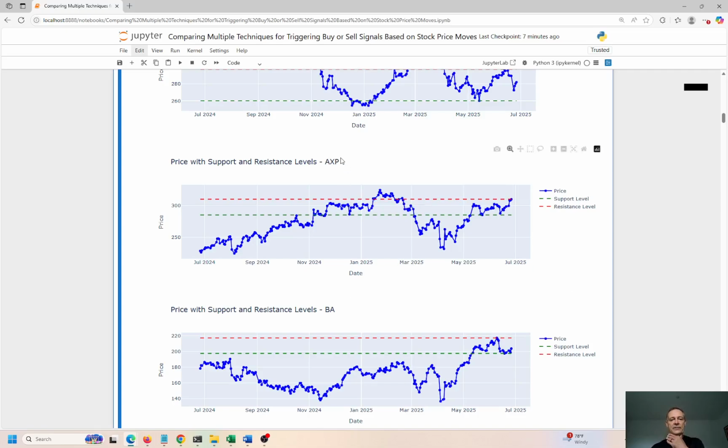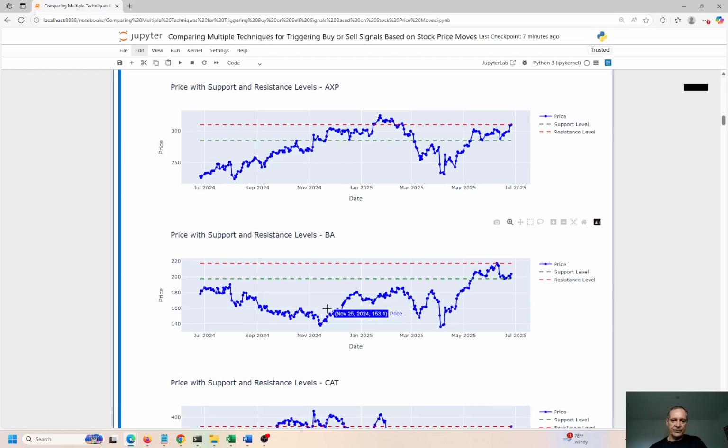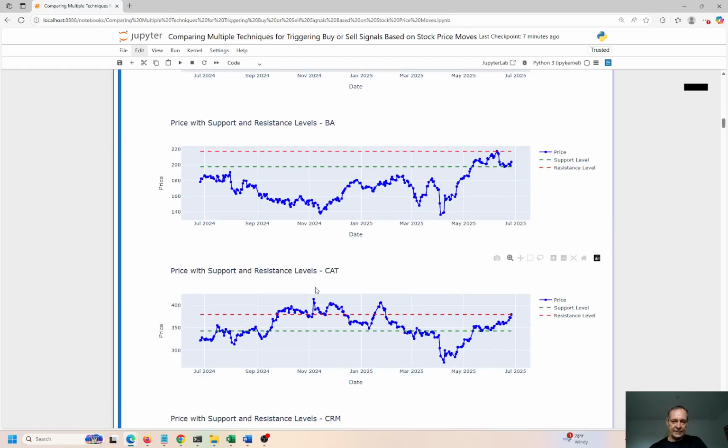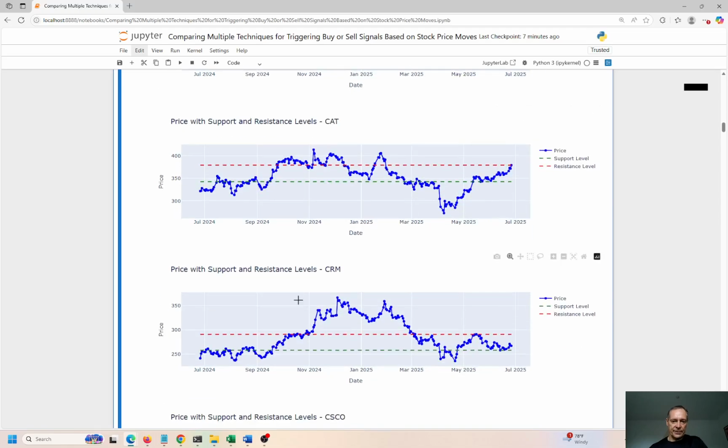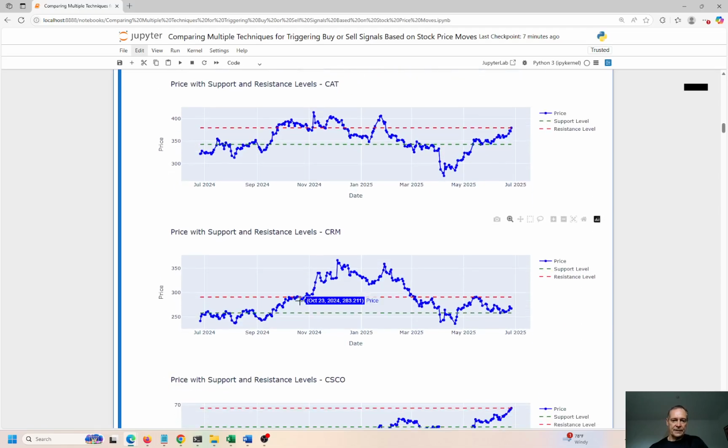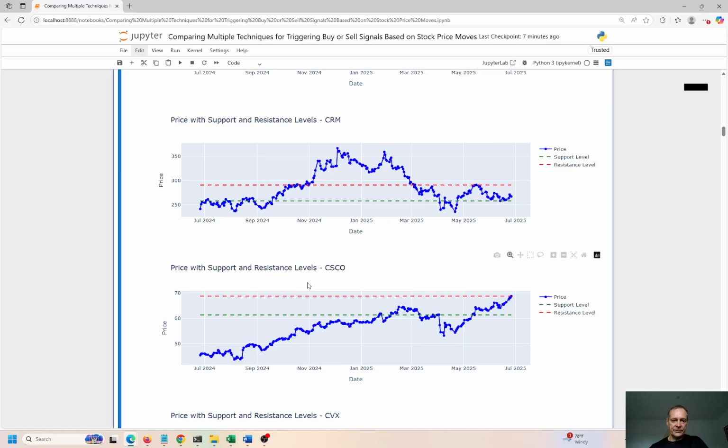So that's AXP. I forgot what AXP stock is. This is Boeing, BA. So again, kind of a riskier stock. It's going below the support level quite a bit. This one, Caterpillar, is all over the place. CRM, I think that's Salesforce, not sure. Cisco, this is Cisco. So again, below the resistance level.